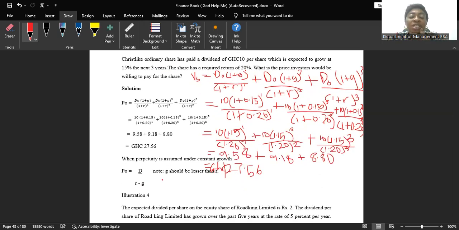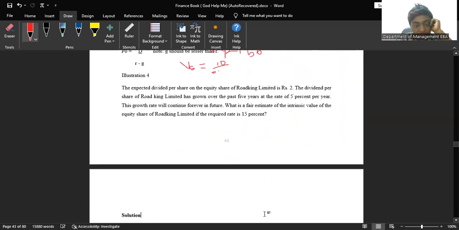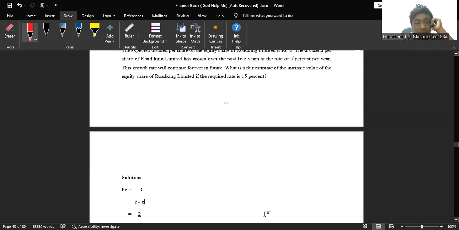So if you are assuming perpetuity for this one, it would be the value of shares. This one has 1 over 10 all over the rate. The rate is what? I don't know. Let me see whether we have a question. Okay, there's a question. So let's solve this question.